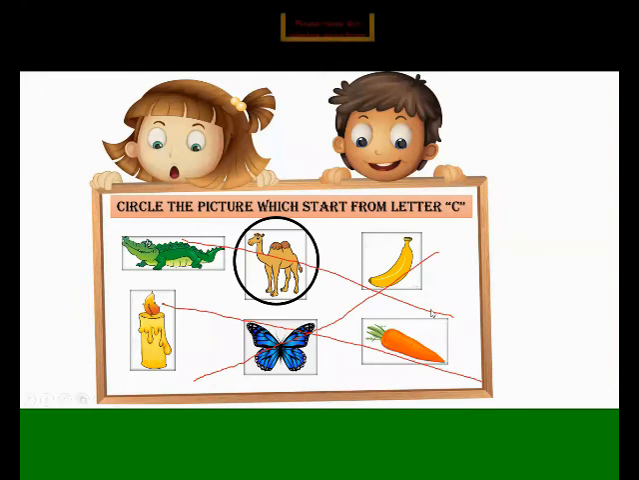Okay, now the next picture is banana. What is the next picture? This is the picture of banana. The sound of banana is K? No, the sound of banana is B. So we will not circle the picture of banana.